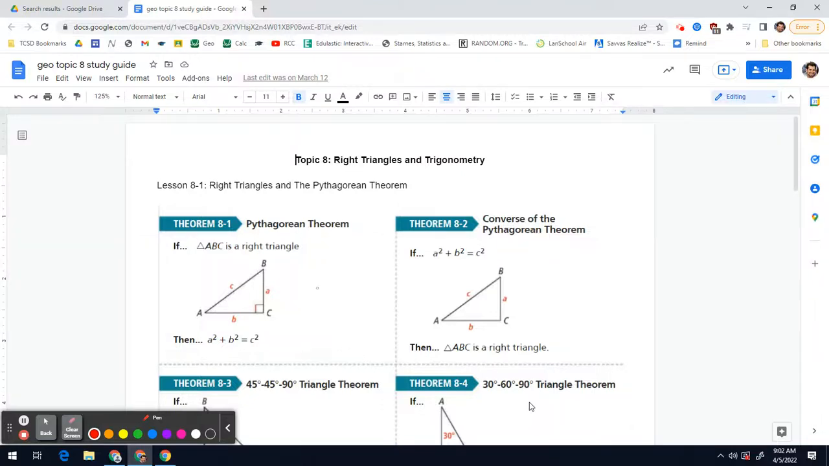Okay, Geometry OST review topic 8, right triangles in trigonometry. Again, I think this is very important stuff. I think you'll see a little bit of it on the state test, but it's not as represented as I think it should be. Now, understand that a lot of this stuff is on the formula sheet, right? So be aware of that.